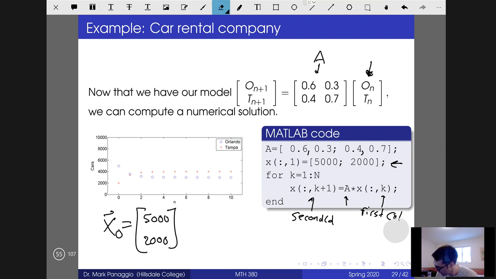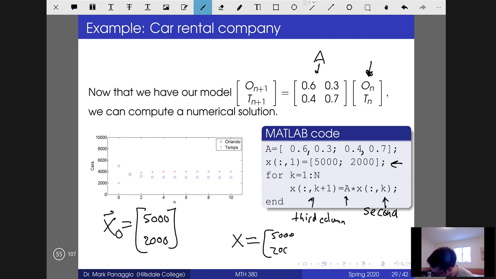Now k is 2, and so instead of updating the first column, you're now going to take the second column and multiply by A, and now you'll get the third. And that's going to repeat until we've created columns 1 through n plus 1, meaning we've got the initial state plus the n next states. And so X will end up looking something like this. It'll be 5,000, 2,000 in the first column, and then all subsequent columns will be the updated states from there.